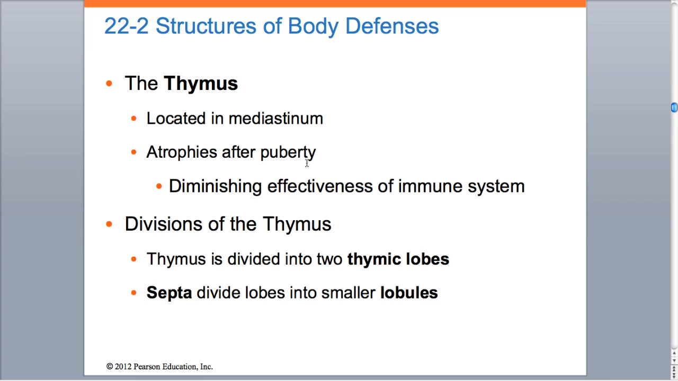Okay, next slide is the thymus. For this slide, I want you to know where it's located. So it's located in the mediastinum. I want you to know that it atrophies after puberty. It means it's going to cut down on the effectiveness of the immune system. That's why you're strongest before puberty, because you have that protection of the thymus. Now remember, T cells are made in the bone marrow, but they mature in the thymus.